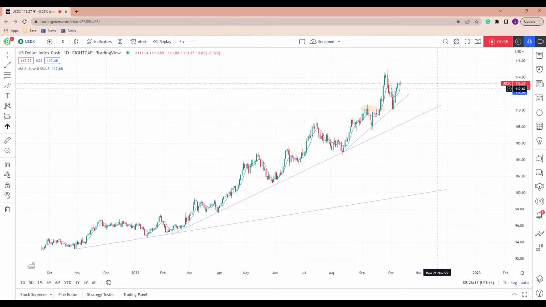But if things were solid and strong, we don't see why we wouldn't be looking for a test of possibly that 116 if we can clear this area at 11458. So a few things just to have a look at on the USD there.